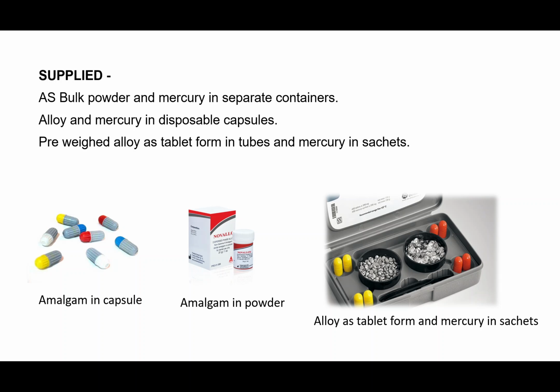Amalgam is supplied, most commonly, in a disposable capsule, but it can also come as alloy powder and mercury in separate containers. There is another form in which the alloy comes in tablet form and the mercury in sachets.